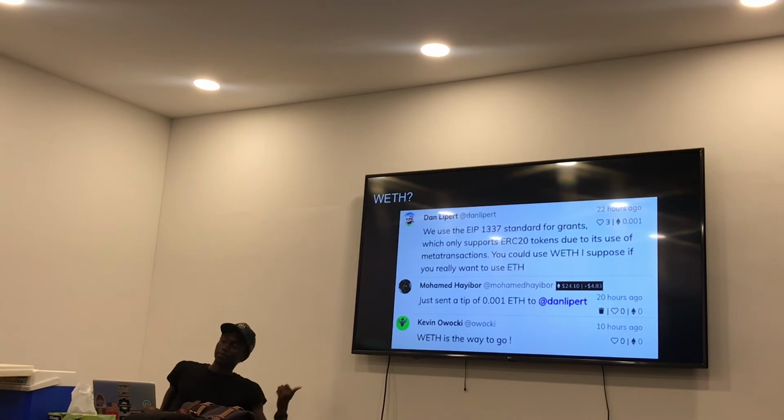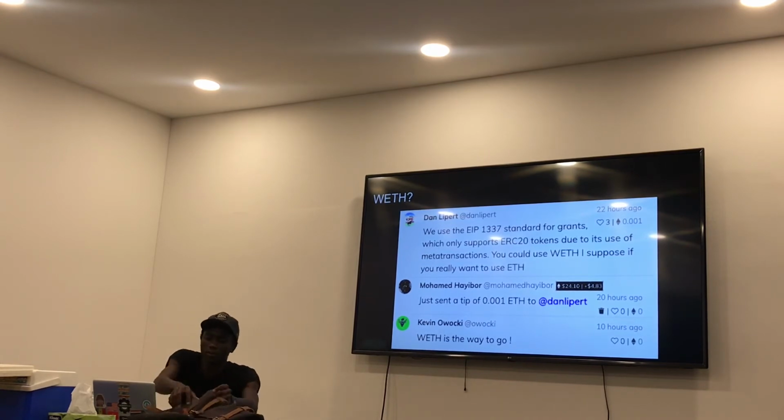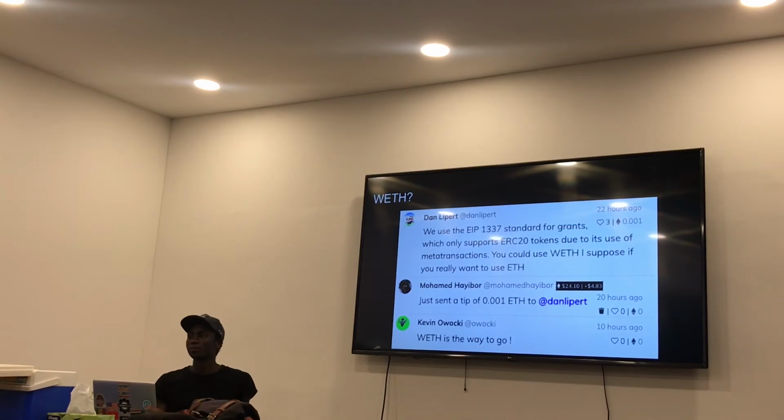The ether becomes wrapped ether, and then the wrapped ether can be exchanged for DAI. Because on these decentralized exchange platforms, you can only use an ERC20 token, and Ethereum is not an ERC20 token, so you want to have it represented as an ERC20 token. You're right about that. Yeah, so you got the point right there.